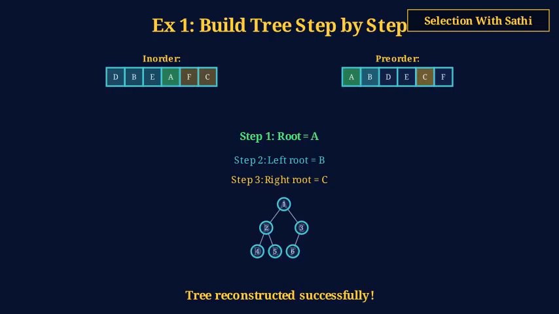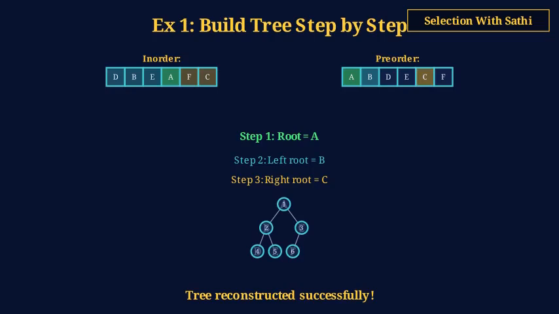Root of right subtree is 3. Find 3 in right Inorder at index 1. Left of 3, Inorder is 6. Pop 6, leaf. Right of 3, Inorder is 7. Pop 7, leaf. Result, tree 1 with left 2 having children 4 and 5, right 3 having children 6 and 7.